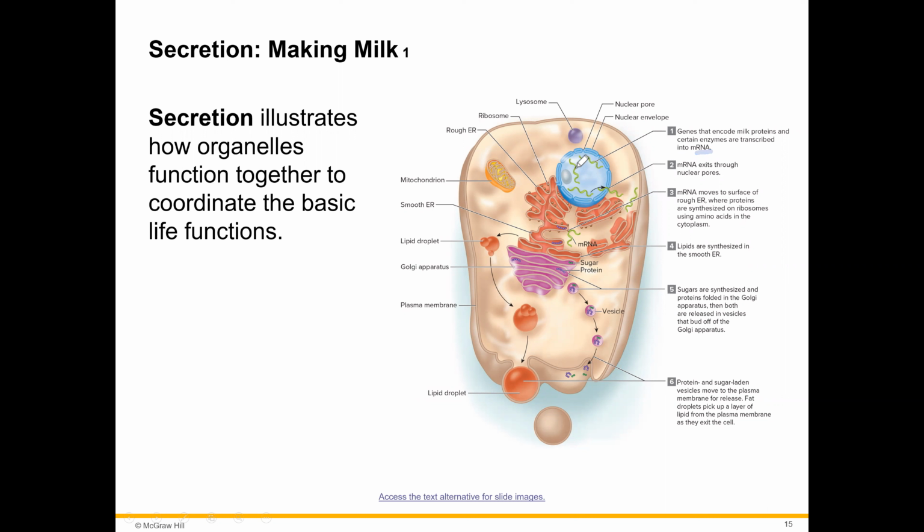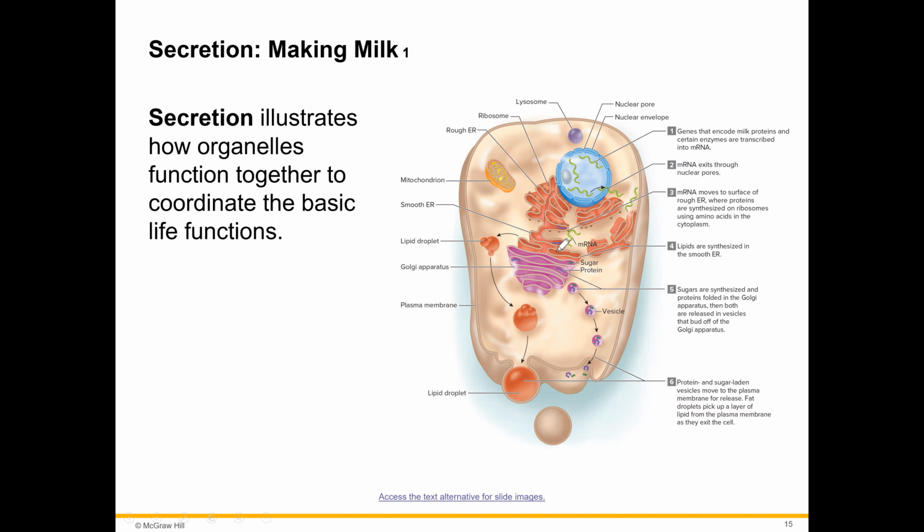So the DNA is inside the nucleus. Then we make a copy of a specific gene, and it's called mRNA. So here mRNA leaves the nucleus. mRNA exits through the nuclear pore, right there. Then mRNA moves to the surface of the rough ER. That organelle is the rough ER, and those are ribosomes, where proteins are synthesized on ribosomes using amino acids in the cytoplasm.